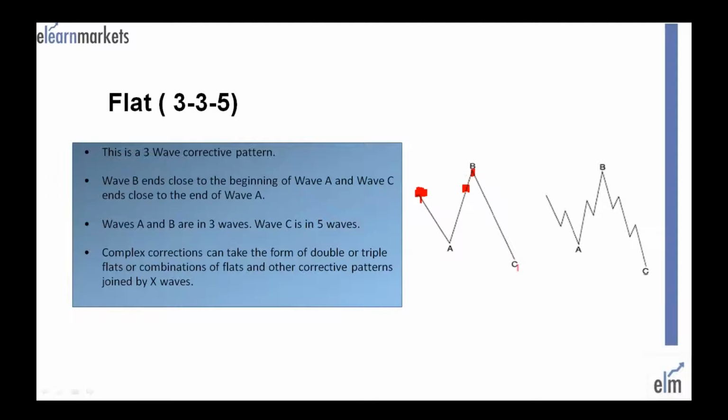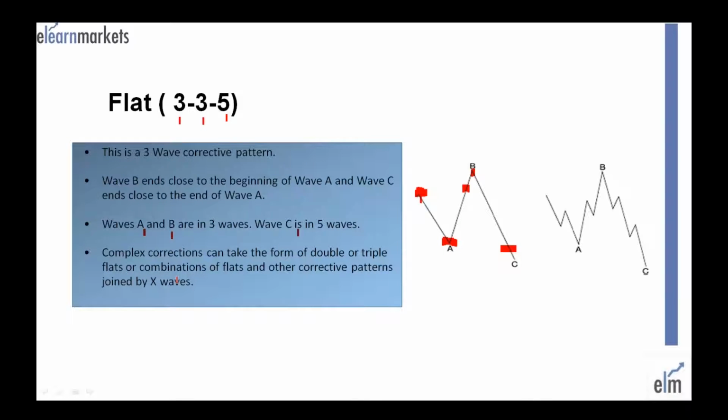And wave C comes down and it ends either near wave A, or it can cross over below the beginning point of wave A. Waves A and B are in 3 waves, wave C is in 5 waves. 3, 3, 5, so A and B are in 3 and C is in 5.